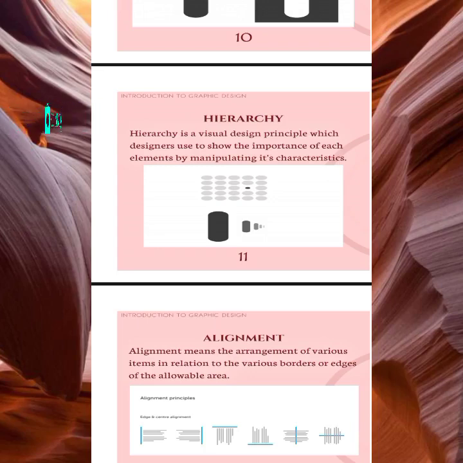If you see this diagram, you see that the cylinder shape is bigger than the rest. So the biggest one catches the eye. It gives importance to the big one. You understand? That is the form of the principle of hierarchy.